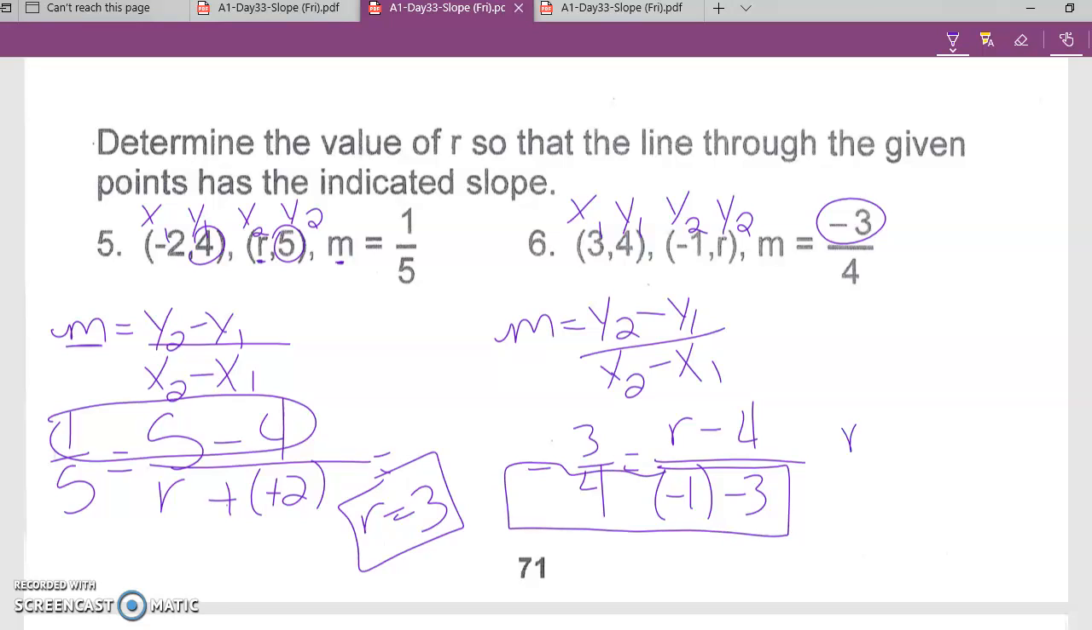And now in order to get r, I solve the top equation. 3 will equal some number minus 4. So what number minus 4 would give us a 3? That would be a 7. So there's our missing answer there.